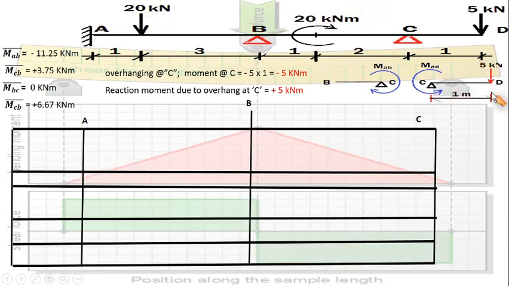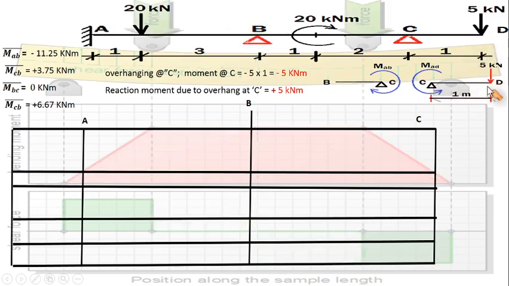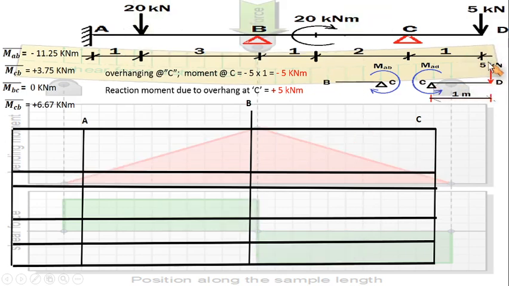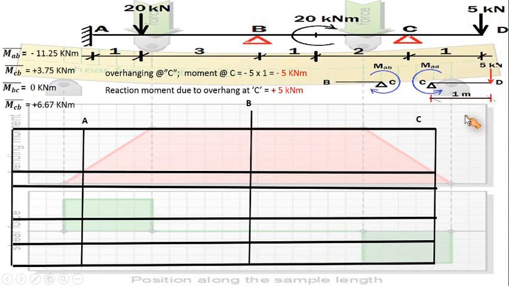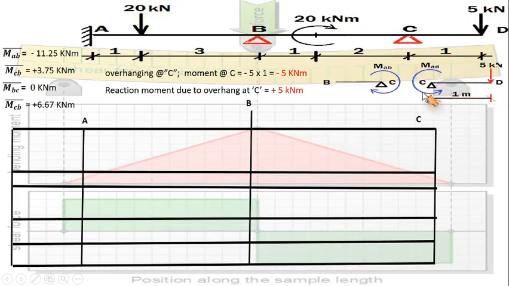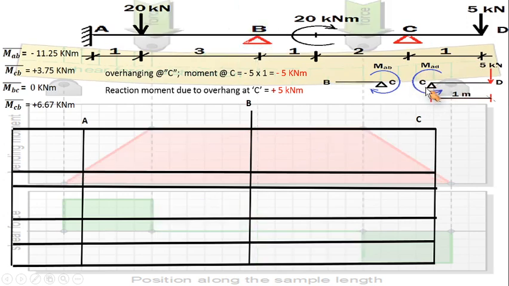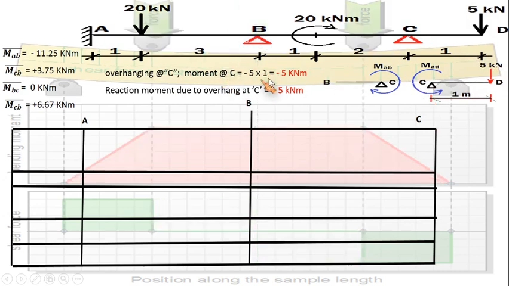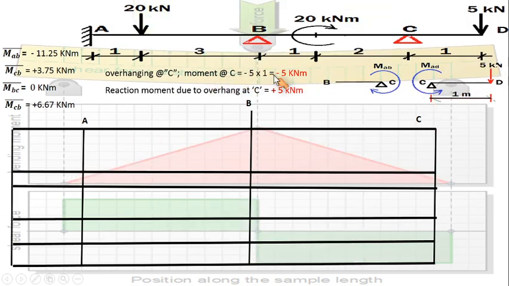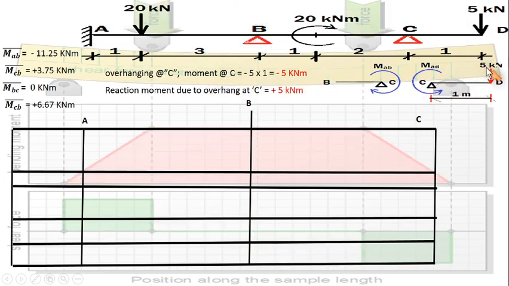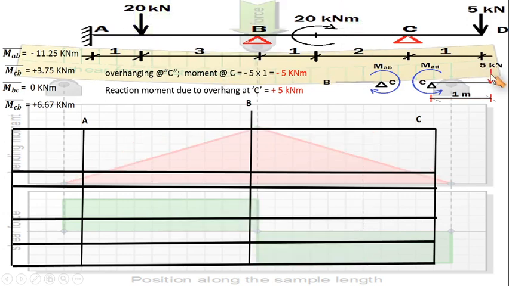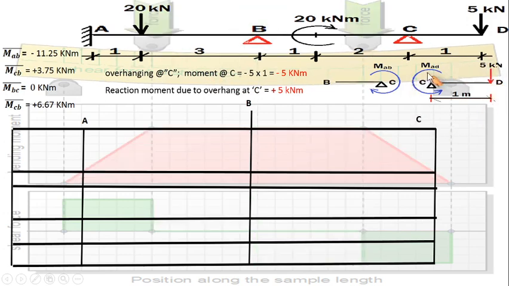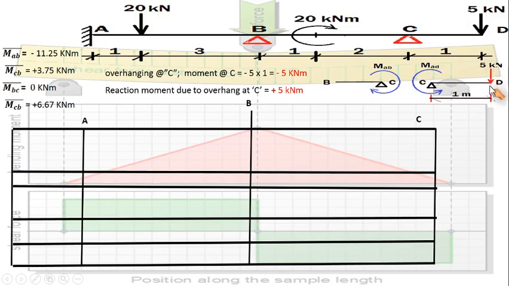So the action due to this point load, which has the eccentricity of 1, is to induce a clockwise moment into this particular part of this CD about point C. So the clockwise moment 5 into 1 has been found out in this first step. So this is what we can say, minus 5. In this case the sign convention is taken as minus 5.